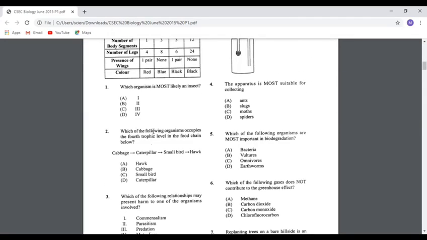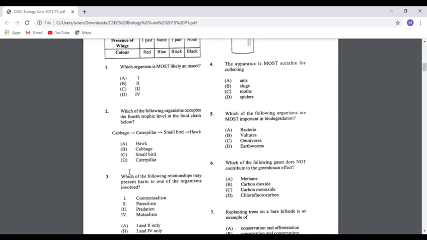Question 2. Which of the following organisms occupies the 4th trophic level in the food chain below? So we have the cabbage, which is the producer, the caterpillar, which is the primary consumer, small bird, which is the secondary consumer, and then the hawk, which is the tertiary consumer. So if we count 1, 2, 3, 4, then the hawk would be in the 4th trophic level.